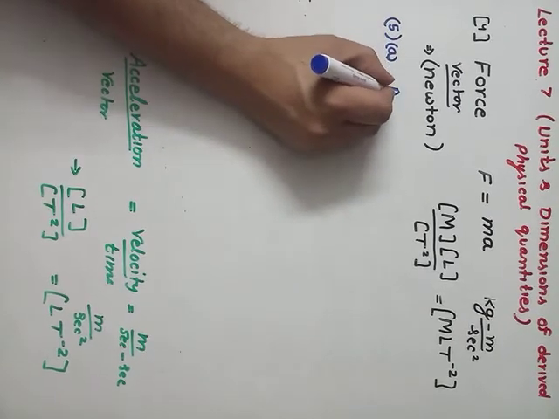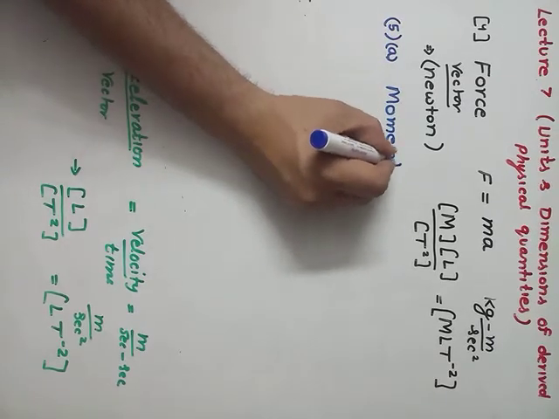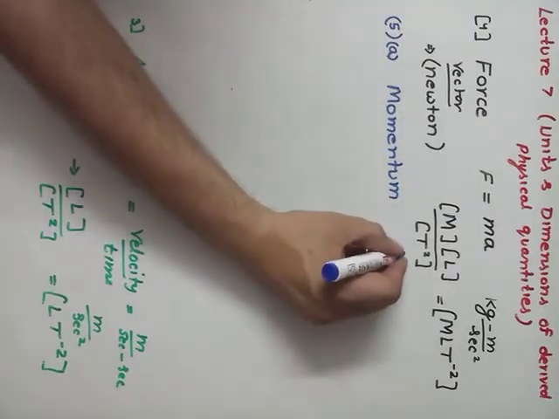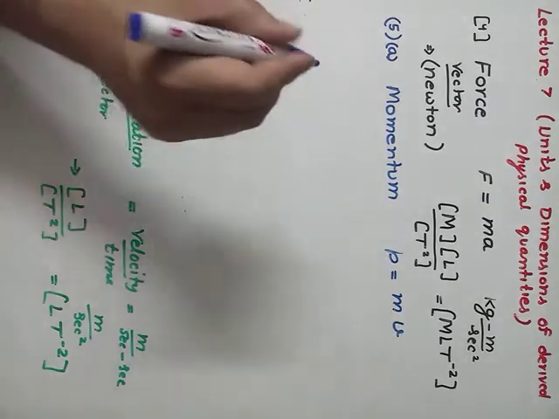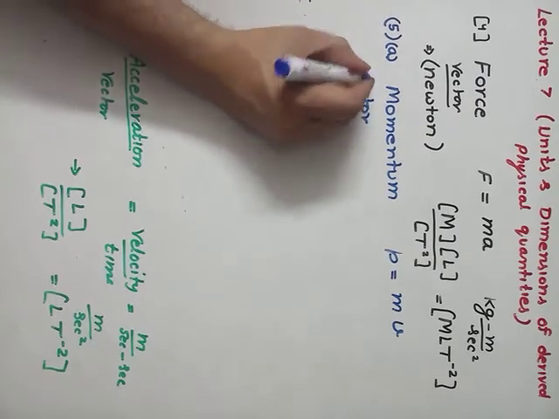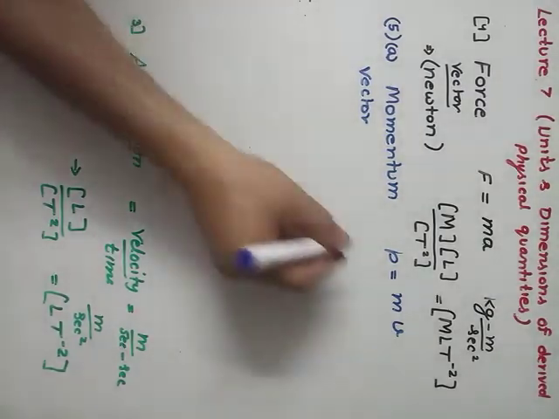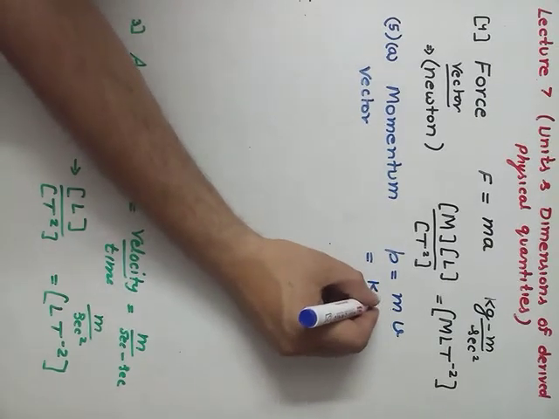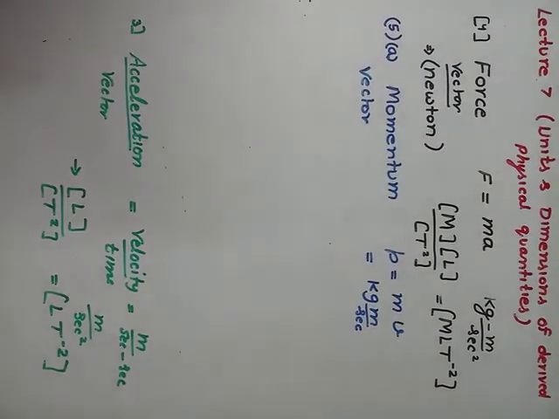Now next is momentum, 5a. Momentum is given by P, the product of mass and velocity. It is a vector quantity. We also have another formula: force is defined as the rate of change of momentum. Mass is in kg and velocity is in meter per second. This is the unit of momentum.